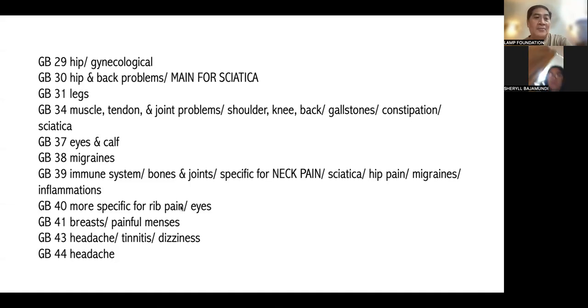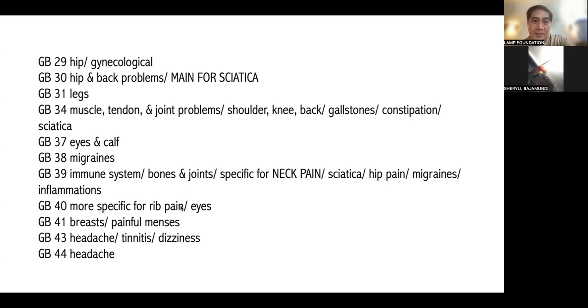Then we have, for the legs, GB31. All you have to do is ask the patient to stand, and where the middle finger ends, that is the point. Okay? Then you try to check by probing. It's medyo tender. The very famous gallbladder 34 for muscle, tendon, and joint problems. And this is also good for the shoulder.